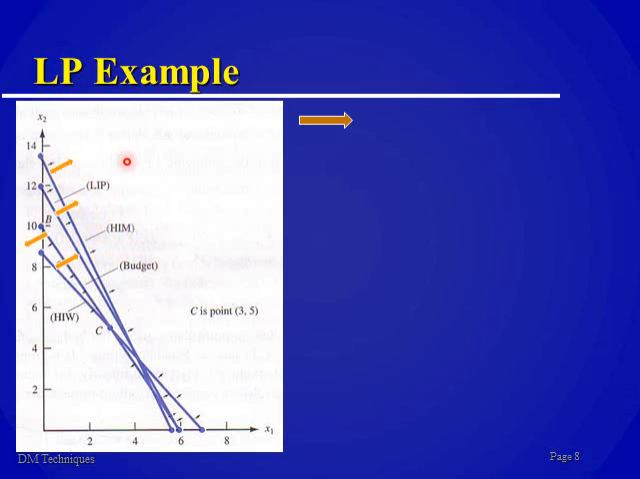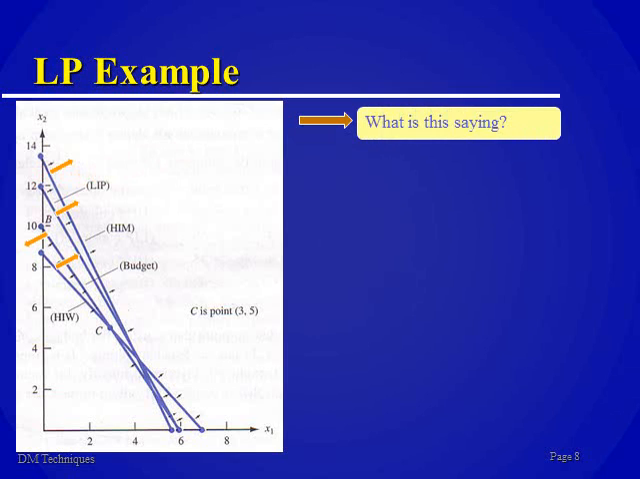For example, in this constraint, the high income man constraint, every point to the right of this constraint, following this arrow, will satisfy that constraint. To the left of that constraint, it doesn't satisfy the constraint. It's not a feasible solution. So what is this saying pretty much?